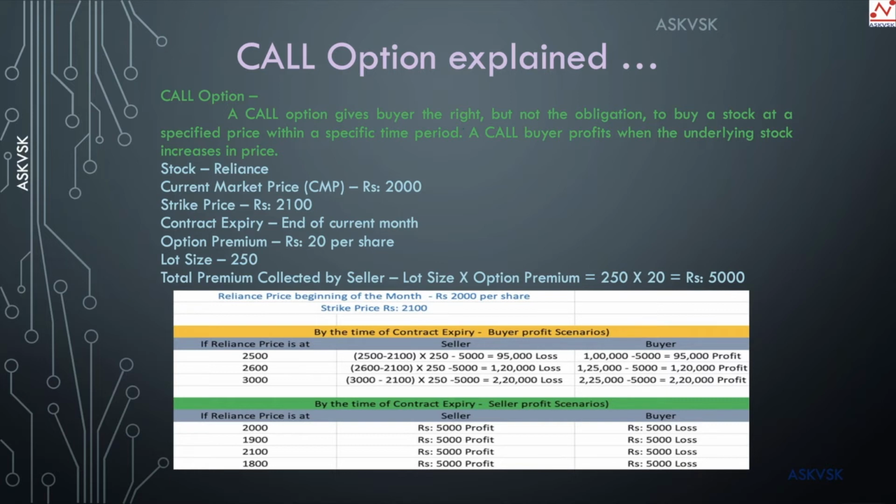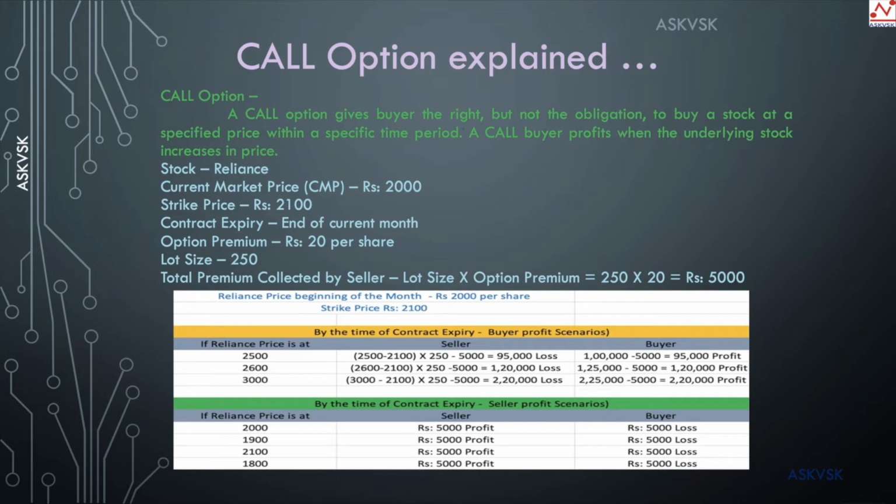If the Reliance price is at 2500, so what is the strike price at which we did the contract here? 2100. And if you subtract the 2100 from 2500, you get 400 rupees profit per share. The buyer gets rupees 400 profit per share because the price of the Reliance share has reached 2500 by the end of the month. So he is making a huge profit here. So 400 rupees per share.